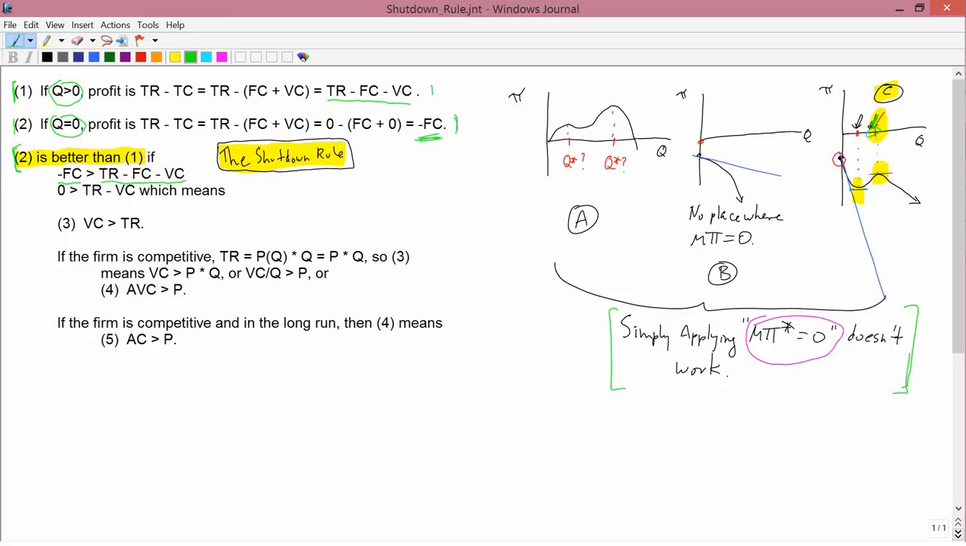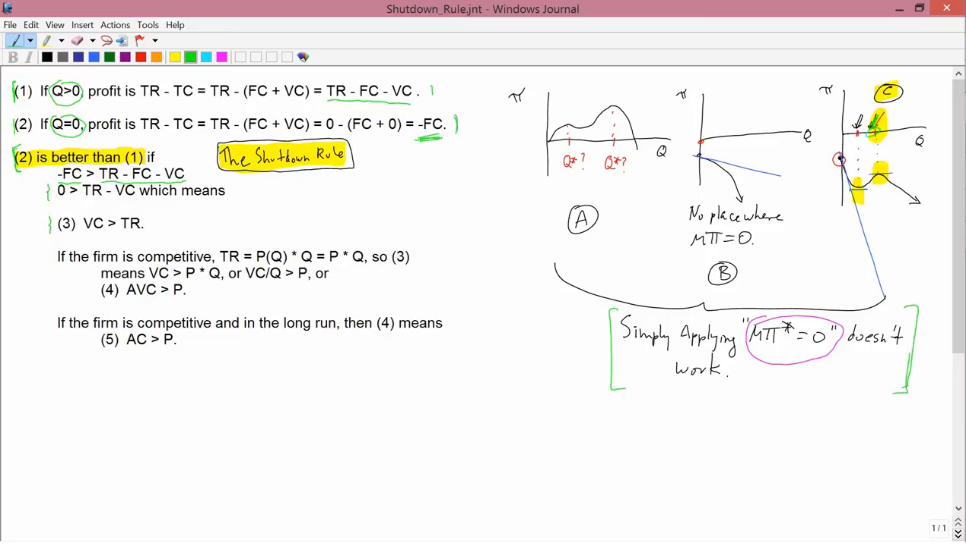Add fc to both sides of that inequality, that gets you the second term. Add vc to both sides of that inequality, that gets you the expression that I labeled number 3. Vc is greater than tr. So that's one general version of the shutdown rule. The most general version of the shutdown rule is that if vc is greater than tr, you want to shut down. You just ignore the m pi star equals 0 rule, you want to shut down.